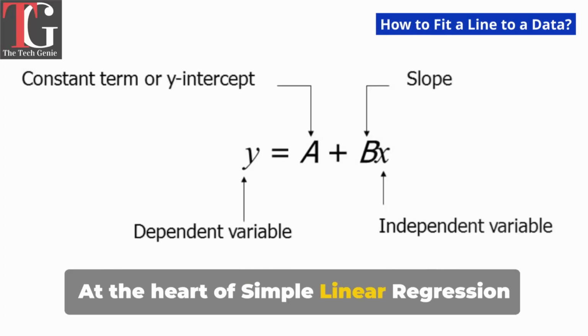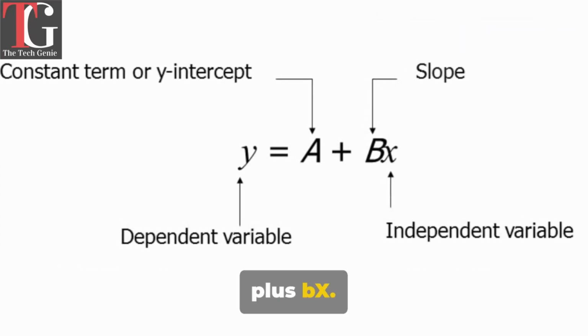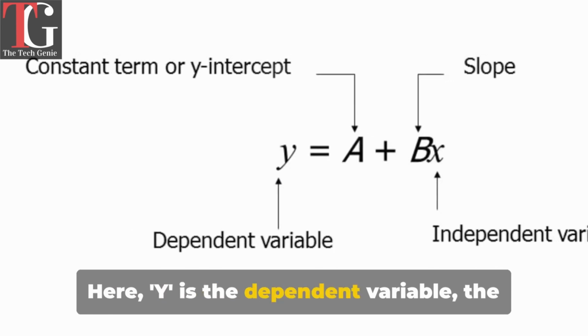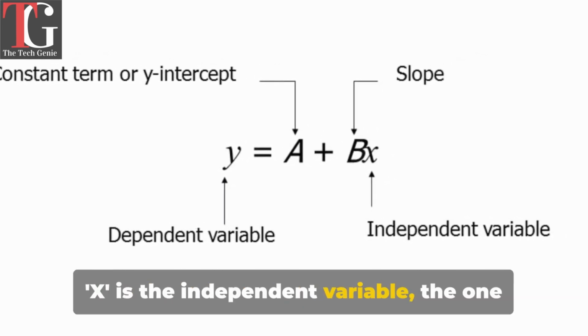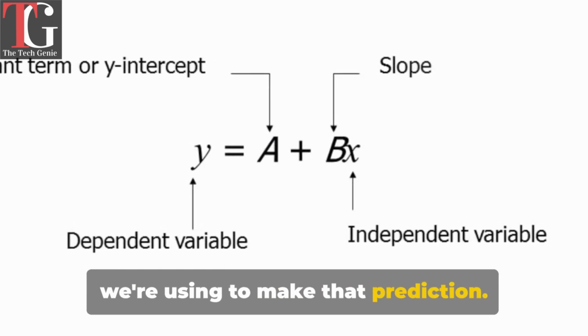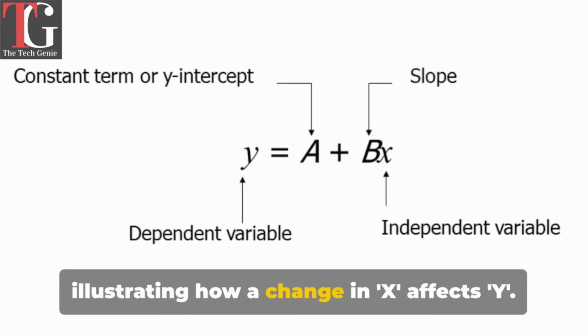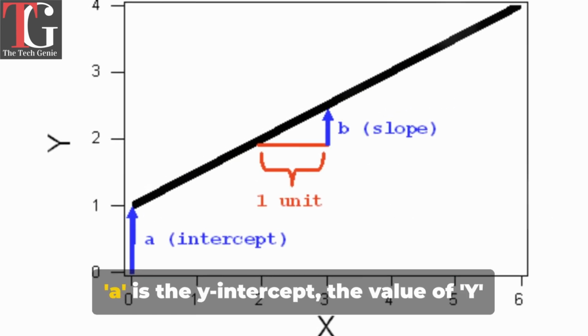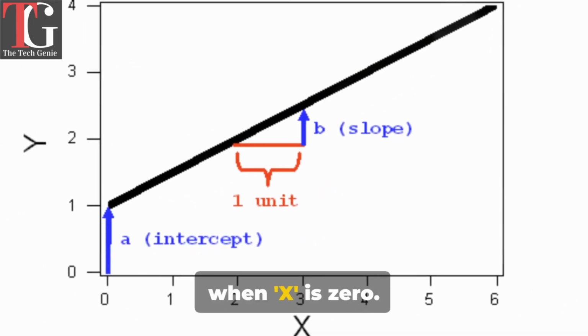At the heart of simple linear regression is a mathematical equation: y = a + bx. Here, y is the dependent variable, the one we're trying to predict. x is the independent variable, the one we're using to make that prediction. b is the slope of the line, illustrating how a change in x affects y. a is the y-intercept, the value of y when x is 0.